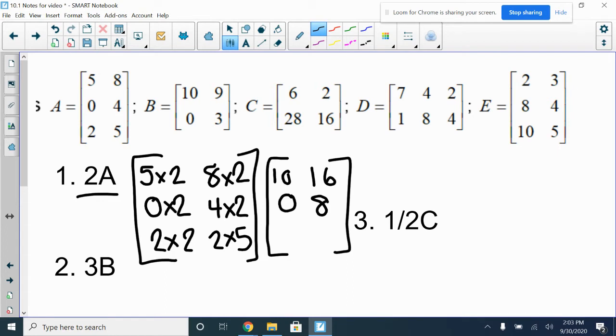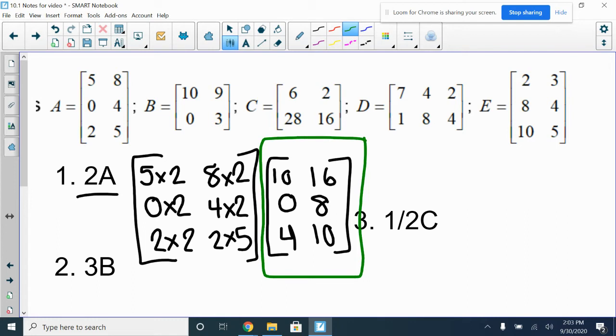And then we're going to multiply our 2 times our 2, which is 4, and we're going to leave the answer in that third row, first column. And then 2 times 5 gives us 10, and we're going to leave that answer in our third row, second column. So then, if we look, our answer matrix has the same dimensions.